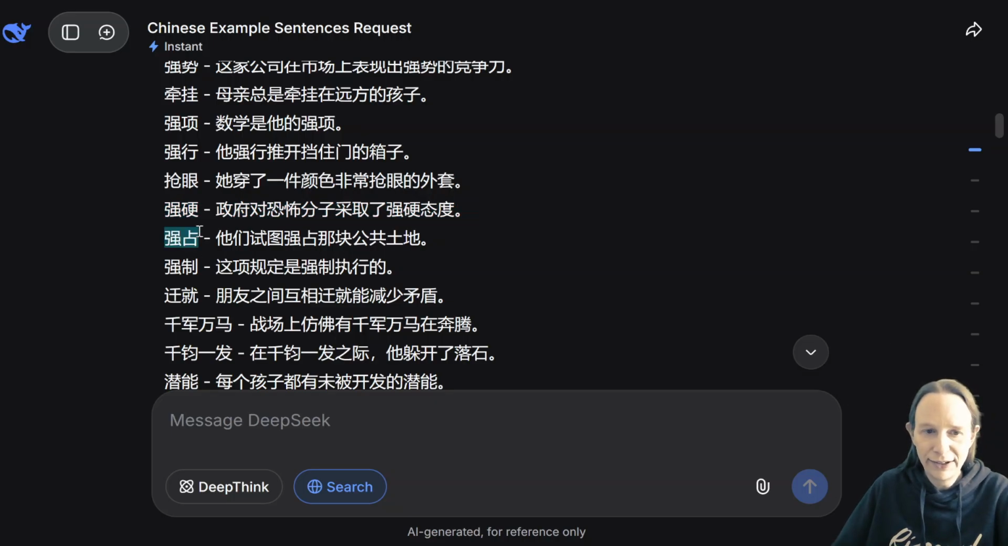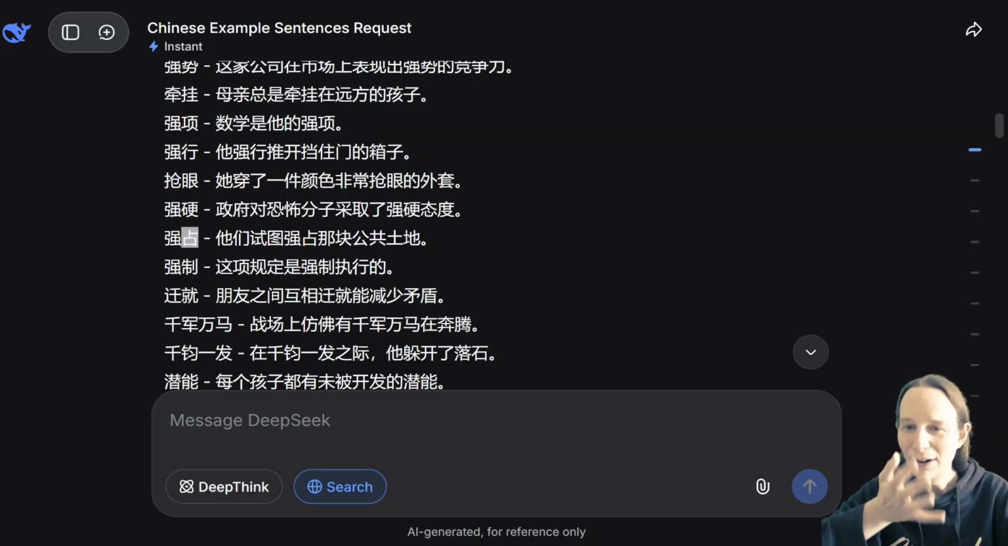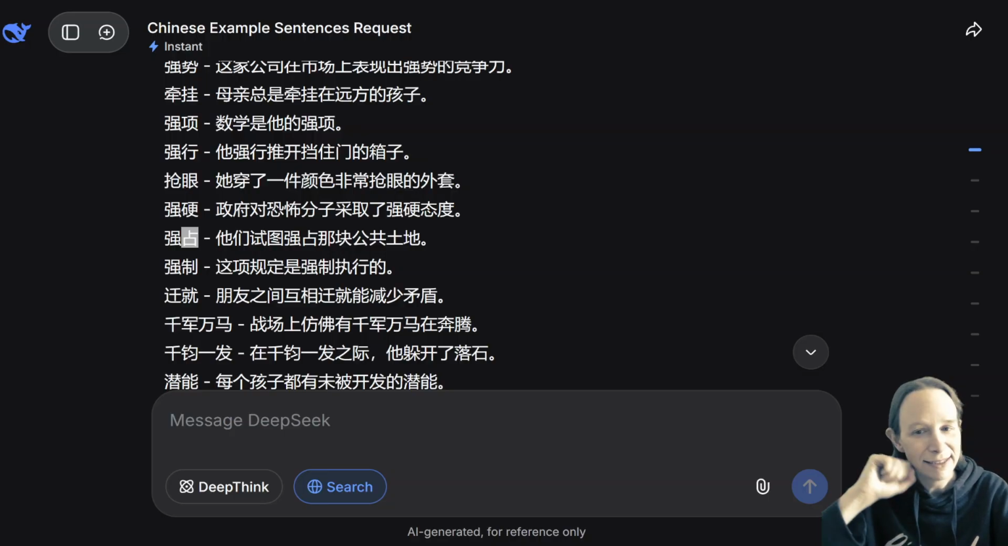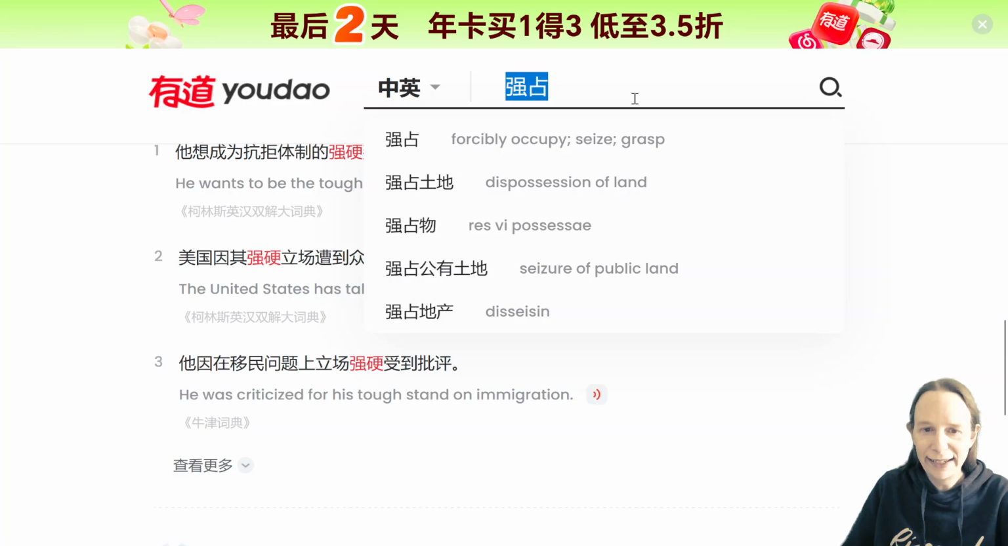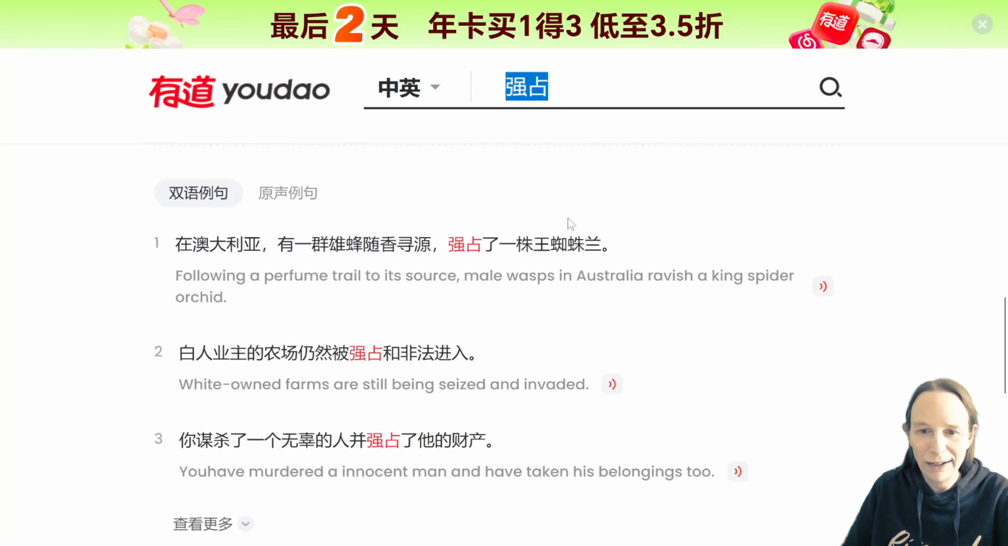All right, so 强占. So 占 we talked about occupy, we saw 侵占, to invade and occupy, and I think we saw 占领 as well at some point, just occupy. 强占, so presumably it's forcibly occupy. 他们试图强占那块公共土地, so they attempted to forcibly occupy that public land, that tract of public land. 强占. Okay, presumably it's used in war a lot.